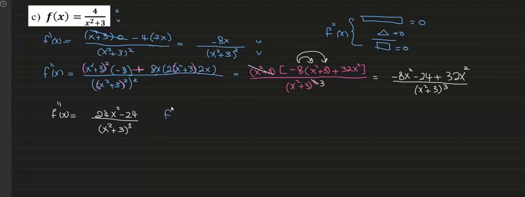So let's solve. The f double dash is equal to 0, and this is where we are going to take the numerator and equate it by 0. And of course this 24 will go to the other side, and we will be left with x power 2 equals 1, which means that x is positive and negative 1.